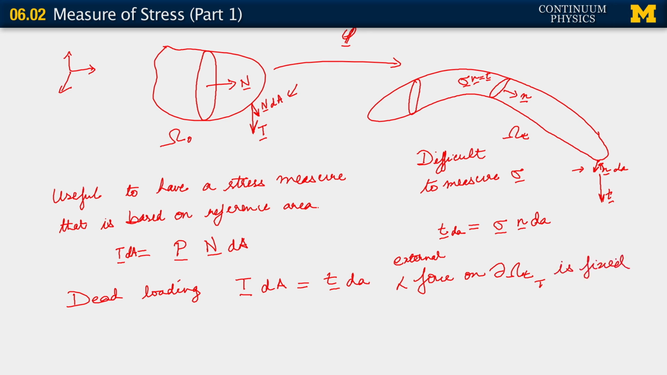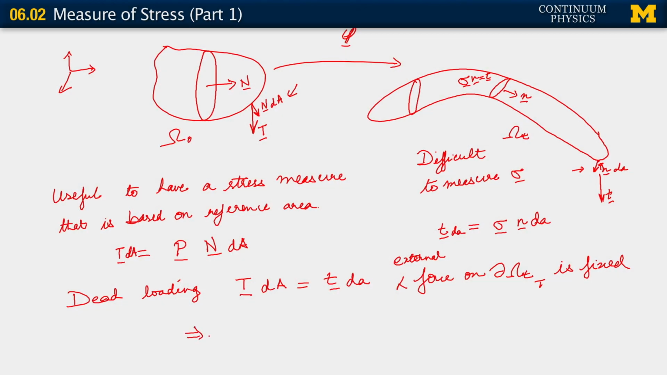Right? So somehow what we're doing to the body from the outside, how we're loading it from the outside, is fixed. The body is responding differently. It looks like something in the reference configuration, it looks different in the current configuration. This is the condition we're imposing. So what that implies for us is that P n dA equals sigma n da.